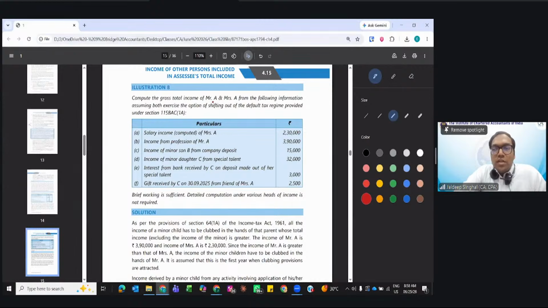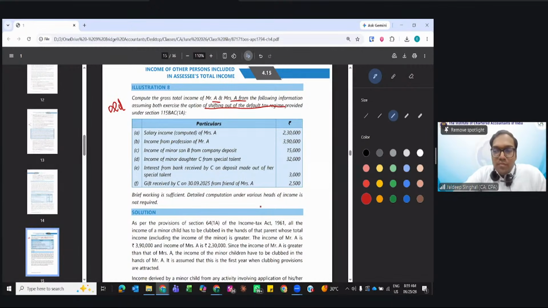Compute the gross total income of Mr. A and Mrs. A from the following information, assuming both exercise the option of shifting out of the default regime. It means are they following the old regime or the new regime? They are following the old regime. In the old regime, 10(32) is available. Make sure you do it.